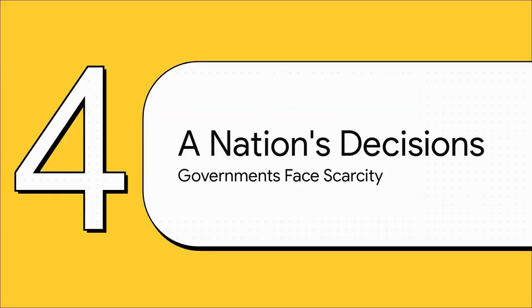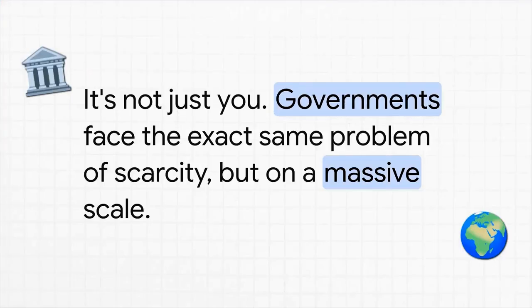All right, let's zoom the camera all the way out. We've talked about you, we've talked about the ingredients of an economy, but this core problem, scarcity and opportunity cost, it doesn't just shape your shopping habits. It shapes nations. It shapes our entire world. Think about it. A government faces the exact same problem you do, just on a mind-boggling scale. They have a limited pot of money, your tax money, right? And an endless list of things people want. Better healthcare, better schools, better roads. They can't do it all. They are forced to choose.